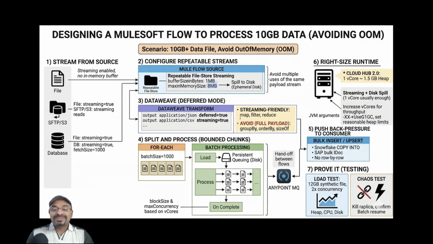So it is better to use stream friendly functions like map, filter, reduce. Avoid groupBy, orderBy, sizeOf, because these functions will load the entire payload into memory, right? So avoid this. And you need to process in batches, like using for each or batch processing. So declare a batch of 1,000 or something like that, and process in batches. This will not load the entire payload into memory.